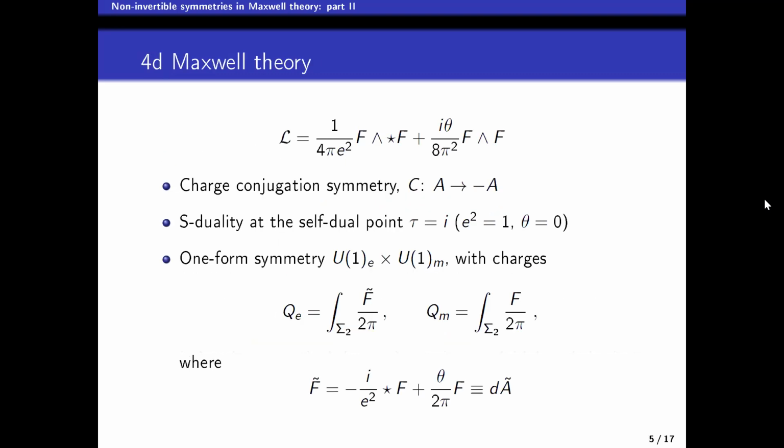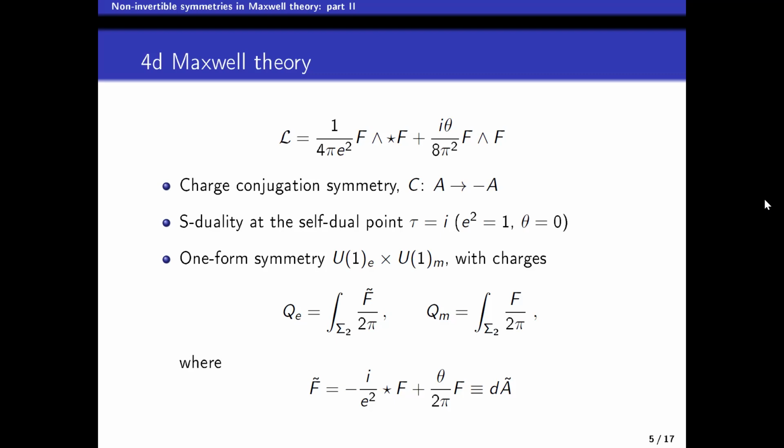So we study Maxwell theory that Kostis already reviewed. Let me just remind you that there are two zero-form symmetries: charge conjugation, which acts on local operators because it acts on F, and S duality at the self-dual point tau equal i, which in this normalization is just e squared equal 1 and theta equal to 0. Then there are two one-form symmetries with charges built with F and tilde F. Tilde F is the dual gauge field, and in the presence of a theta term, there is also a contribution from F to the dual gauge field, which basically encodes the Witten effect.